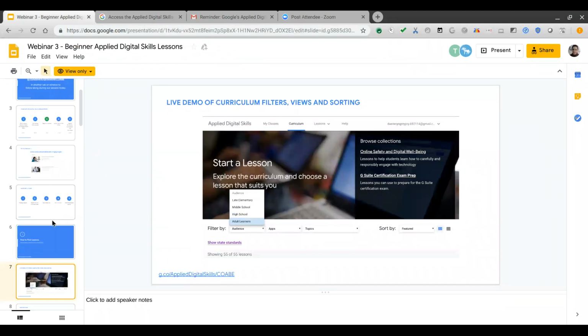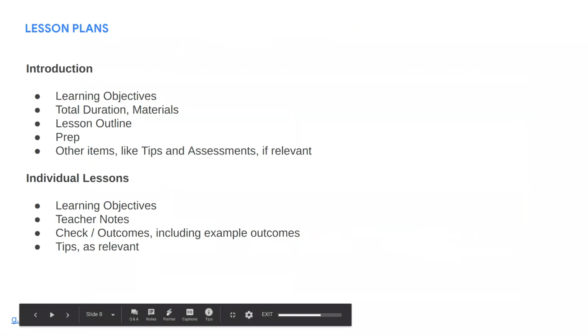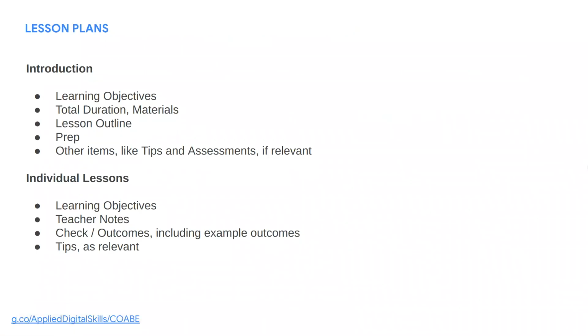So I'm going to go back to our presentation. All of our lessons, specifically for adult learners, come with what we call lesson plans. And these are really great resources for teachers specifically. So for all of you on the call, the lesson plans go through the learning objectives, the total duration, and the materials that are required for the lessons. It also includes a lesson outline. So it takes something very large like project management, and it breaks it down to what are the 7 different components of that. It also has some recommended prep and other items like tips and assessments if they're relevant.